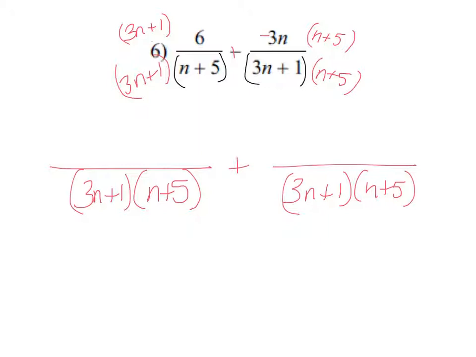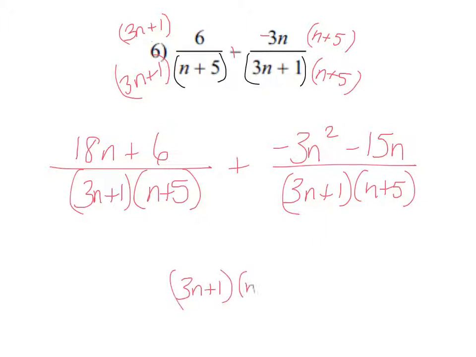So then I have my common denominators here of a 3n plus 1 and an n plus 5. On the top, when you multiply, you're going to have to distribute. So I kind of stopped right there. I also changed my minus sign to plus a negative. All right, so really you're just going to distribute on the top. You have 18n plus 6 plus negative 3n squared minus 15n. And then you're able to combine these together with that common denominator and then see what will combine in the numerators.